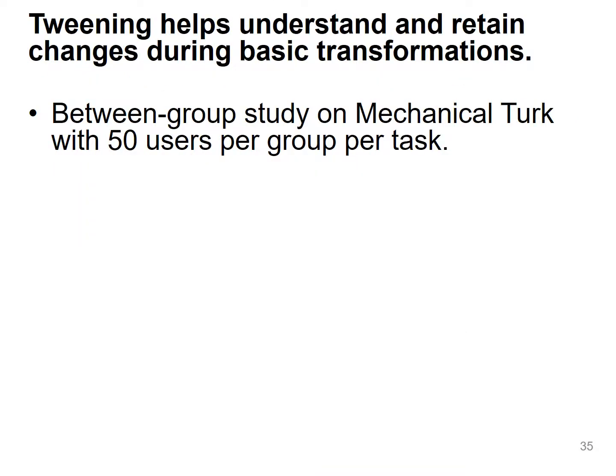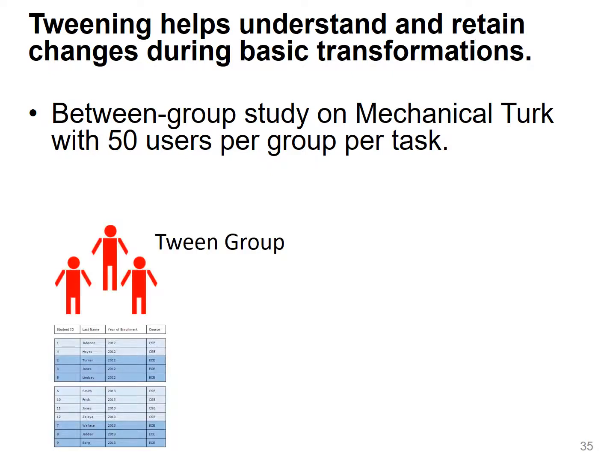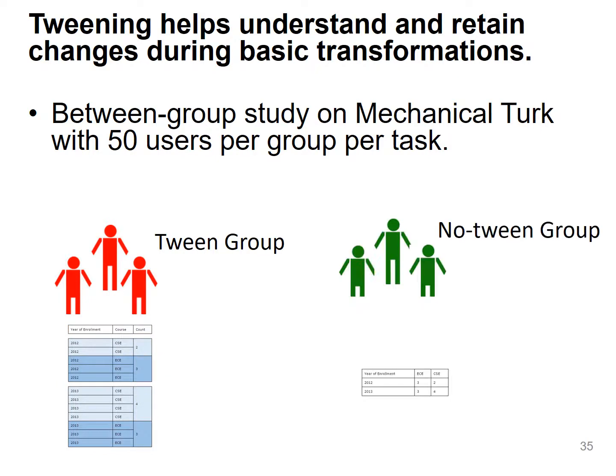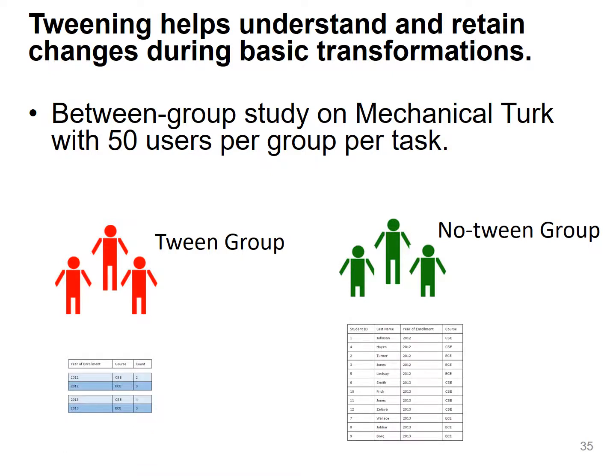To understand if tweening helps understand and retain changes during transformations, we conducted a between group study on Mechanical Turk with 50 users per group per task. The two groups were a tween group, which was shown a tween version of a certain transformation, and the non-tween group, which was shown the same transformation but without tweening.